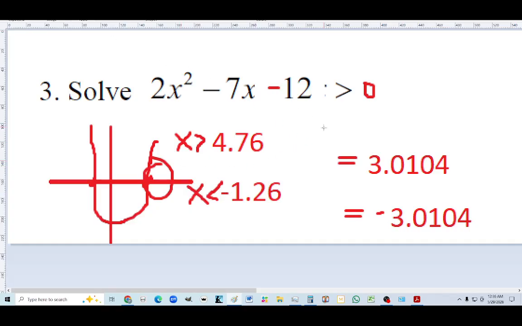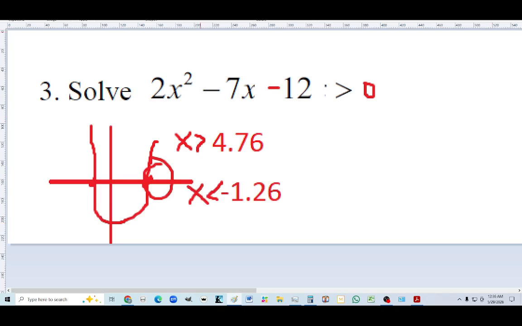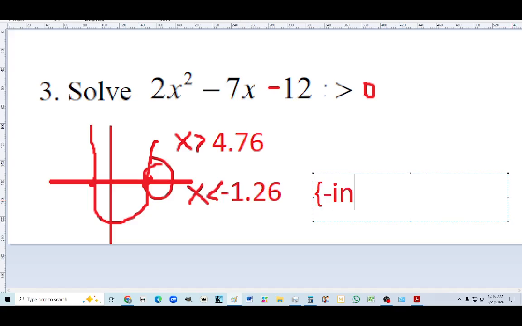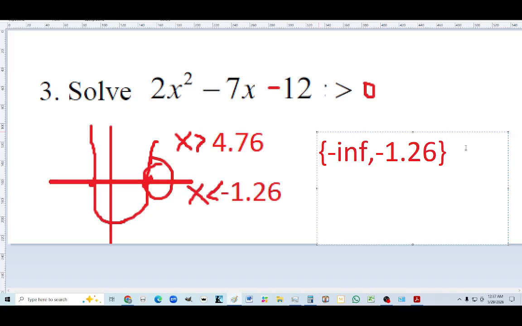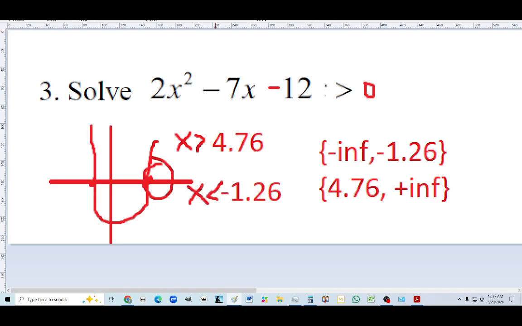And if you're going to write it in notation, the left one, which is the negative, we would write as a rounded bracket because you don't include infinity. Negative infinity to minus 1.26. Rounded bracket because it didn't say bigger or equal to 0. It just said bigger than 0. And rounded bracket 4.76 all the way to infinity. Positive infinity. Rounded bracket. Infinity is never included. That's why I don't think your teacher meant to do this.